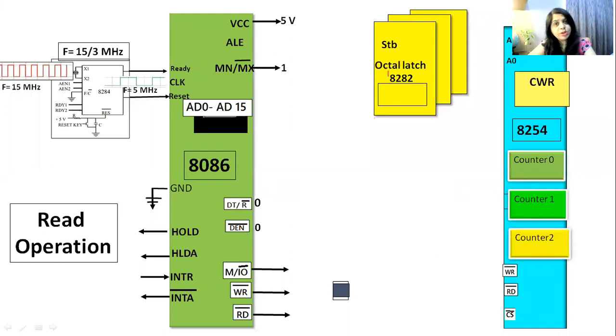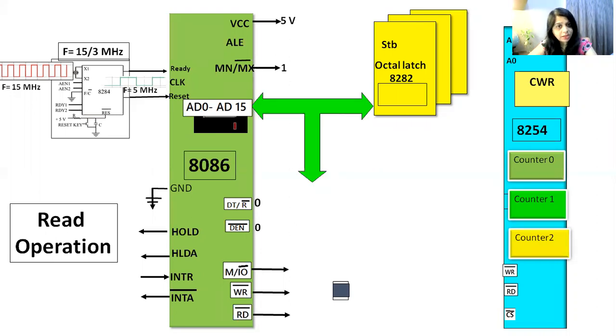One latch holds only 8 bits of information, and the size of the address is 20 bits, and hence we use here three ICs. Here it is given AD0 to AD15, and there is the pure address bus A16 to A19, which is connected to the octal latch. Address latch enable, ALE, of 8086 is connected to the strobe input of the octal latch. And these two pins, A1 pin and A2 pin.